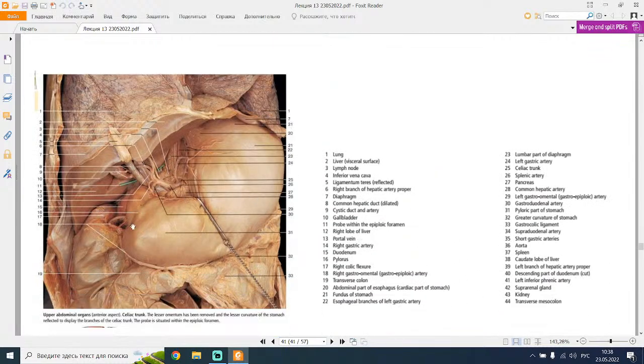What you see in the photo: truncus celiacus, arteria hepatica communis, arteria lienalis, and arteria gastrica sinistra. Arteria gastrica sinistra runs along the lesser curvature of the stomach.